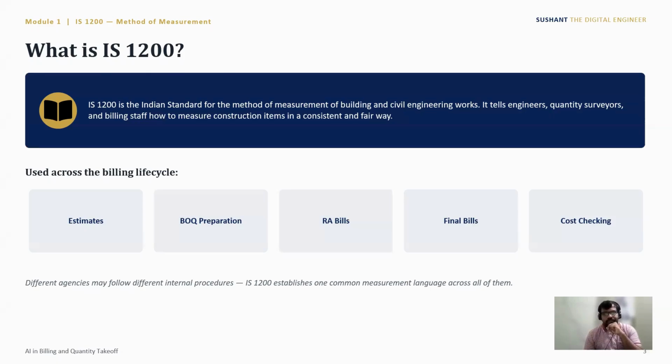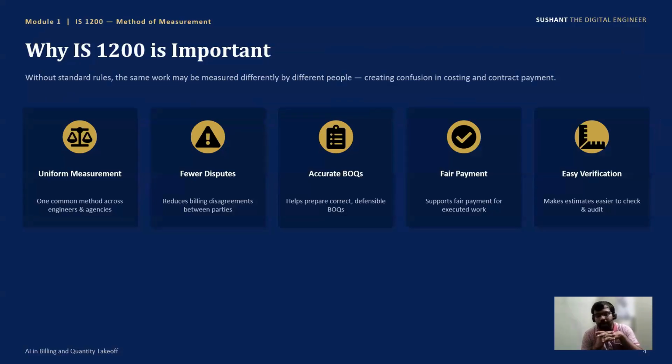Okay. So first, how and why it is important. First is uniform measurement. Every quantity is measured in a uniform measurement unit, and every stakeholder measures that quantity in the same unit. It is not like I have done it in meter square and you do it in meter cube. So you have to keep the same unit, uniform. Then, fewer disputes. Of course, when everything is uniform, disputes will be fewer.